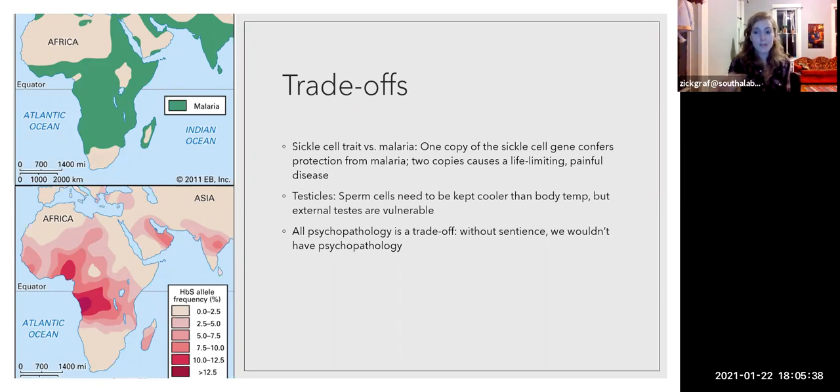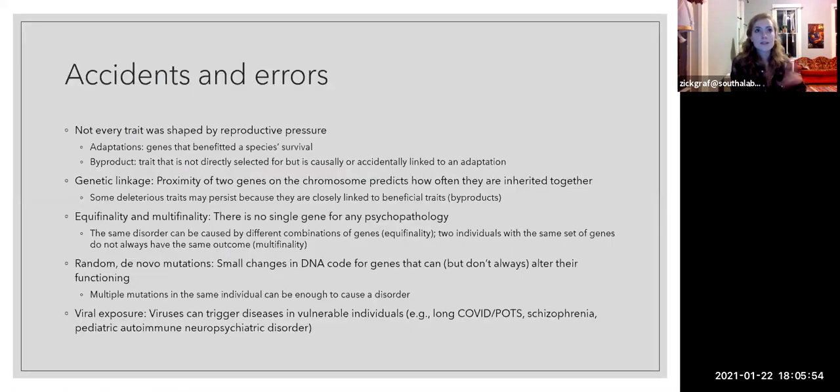So as I mentioned before, our intelligence and problem-solving abilities are the reason why we're so successful as a species, but it comes with the cost of our also having the ability to psychologically and existentially suffer. Okay, so the last Darwinian evolutionary argument for where psychological disease comes from is that not every single trait was shaped by selective reproductive pressure. Traits that were shaped by selective pressure, traits that helped our ancestors to survive and reproduce, are known as adaptations. These are genes that benefit an individual and a species' survival.